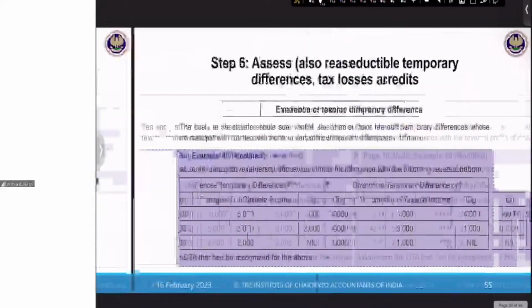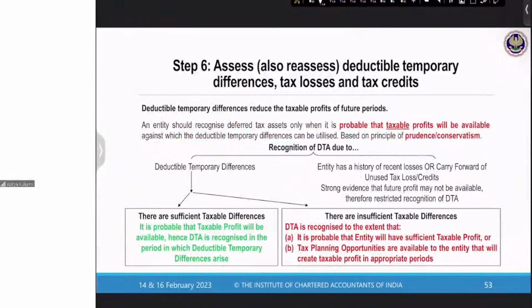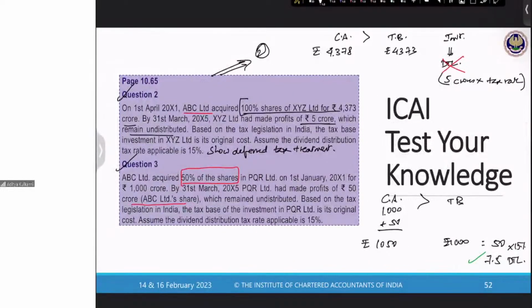See, the logic being, if I have to recognize a DTL, I will take a charge to the profits. The entity will not be willing to pass this entry because it will reduce the distribution of their dividends. So ABC Limited will not want to pass this entry.